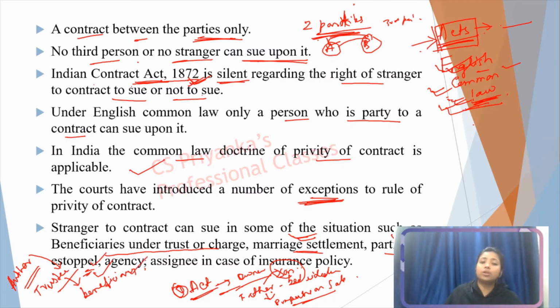Any agency also: there will be a three-person agency. Two persons, A and B, have appointed an agent. The person who appoints an agent becomes the principal to that agent. So in that situation also three people are involved. If anyone is doing fraud, a third party can interfere.